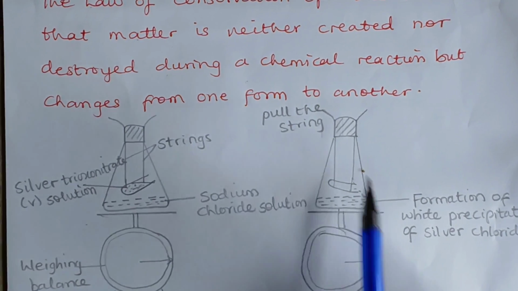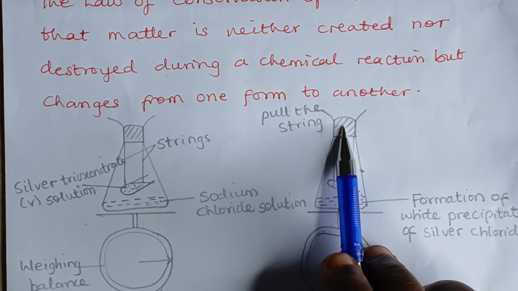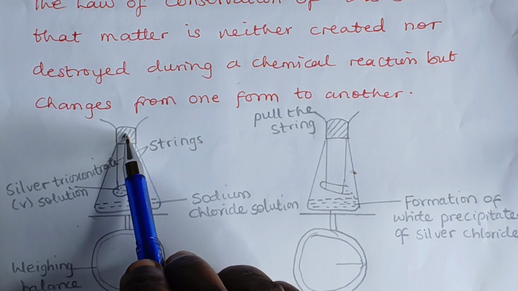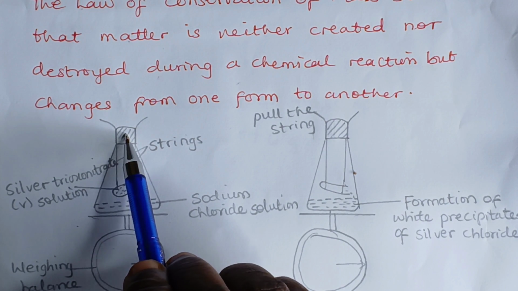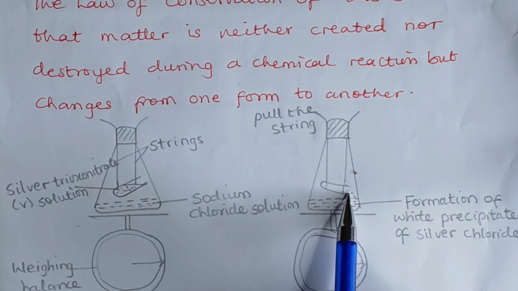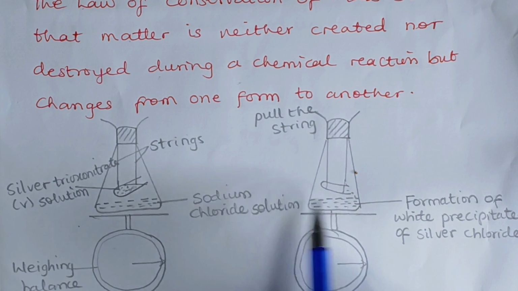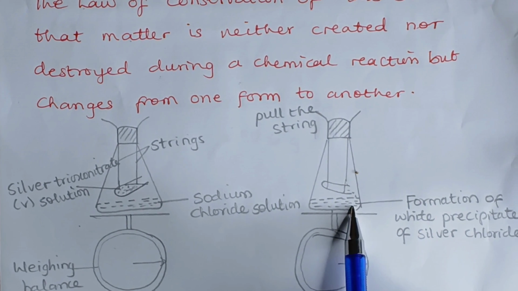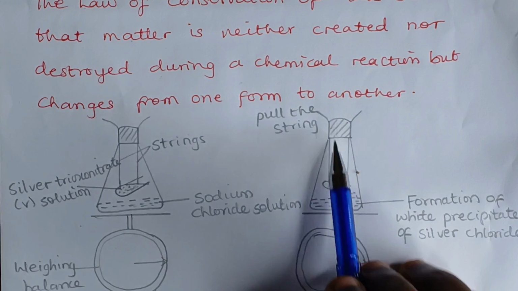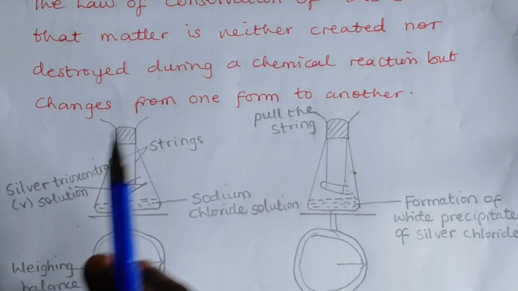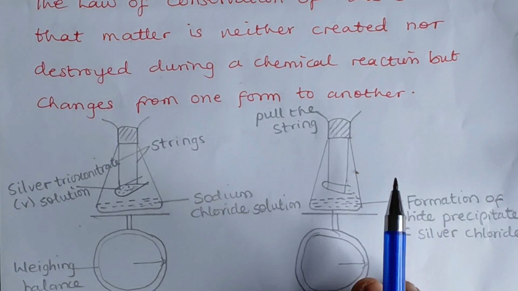Then after the experiment, you can see here now that the thread was pulled. After pulling the string, you will see that the test tube, you know that this is a cork, has been attached to it to make it airtight so that nothing will escape. The cork is still intact here. Then after pulling the string, the solution in the test tube pours into that of sodium chloride. That is, the silver trioxonitrate (V) and the sodium chloride mix together. They react together, and the weight is also taken without anything escaping. And it was found that at the end of the experiment, the mass at the beginning was equal to the mass at the end.